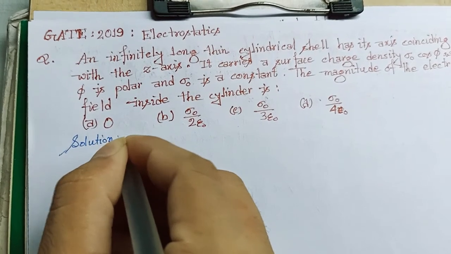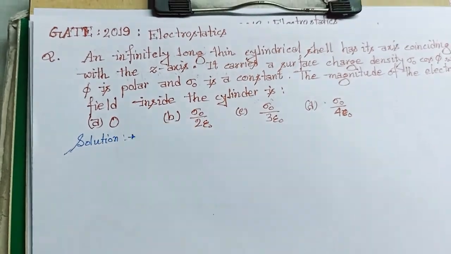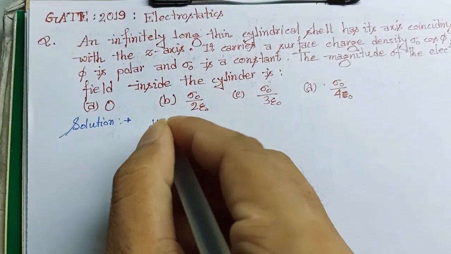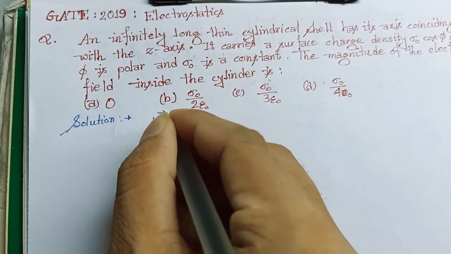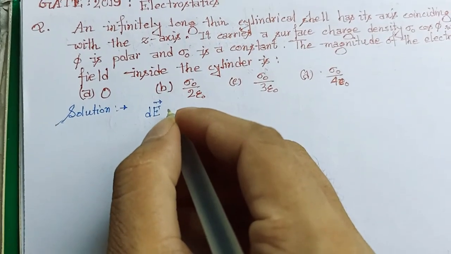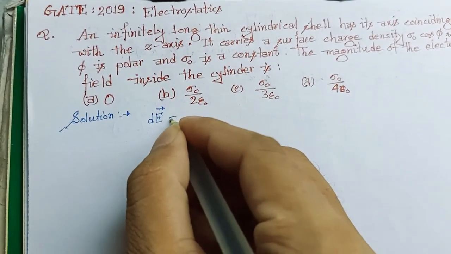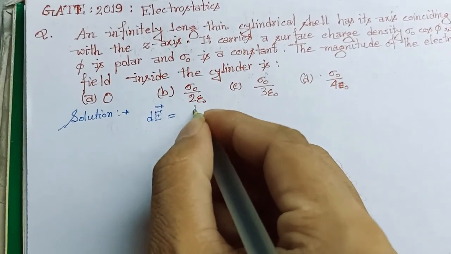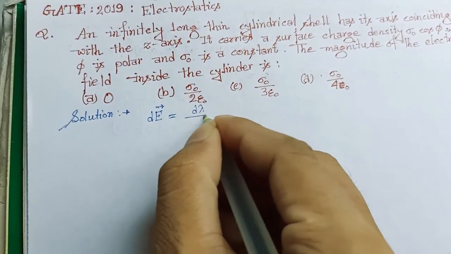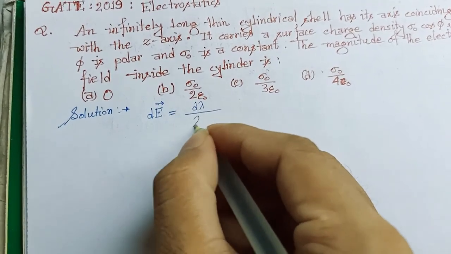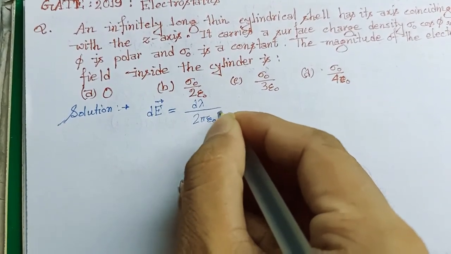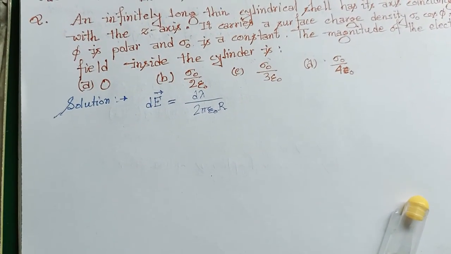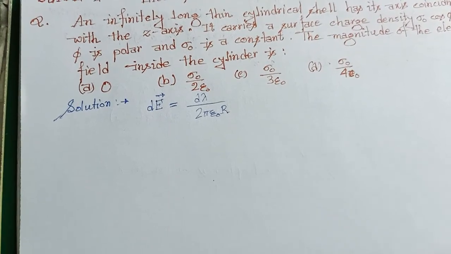Solution of this question. For solving this question, first we'll consider a small electric field element dE for a cylindrical charge distribution. That is, dE will be equal to d lambda divided by 2 pi epsilon naught r. It means the electric field at any point due to a line charge distribution.